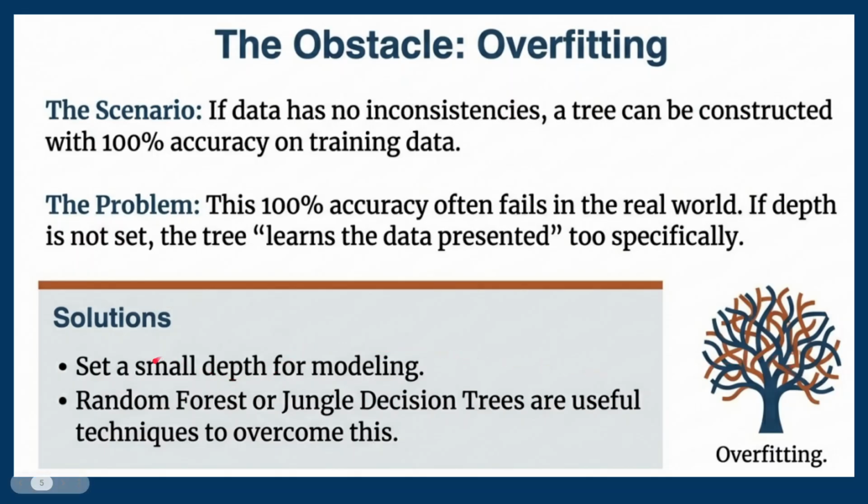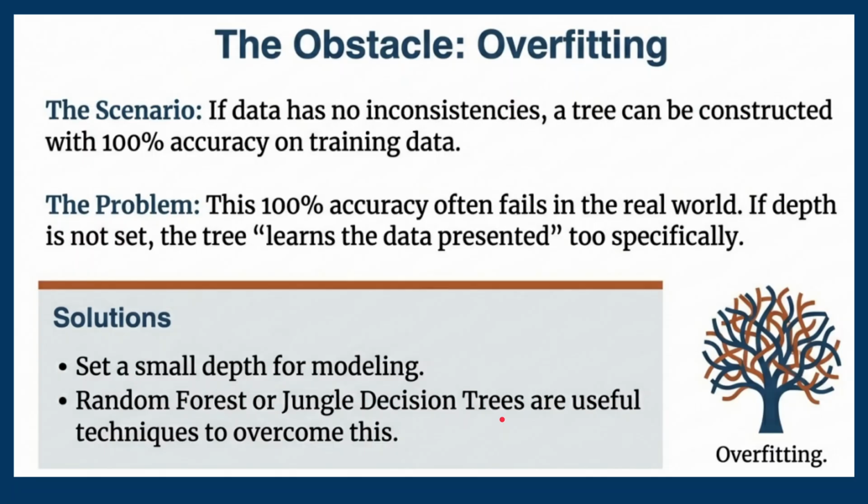So the solution is to set a small depth for the model. Random forests or jungle decision trees are useful techniques to overcome this. These two are the techniques to overcome the problem of overfitting. So overfitting is too much information, and we remove this using the random forest or jungle decision trees.